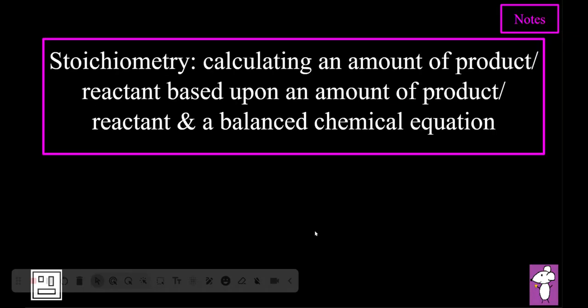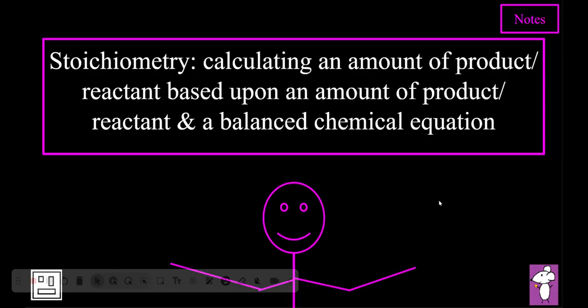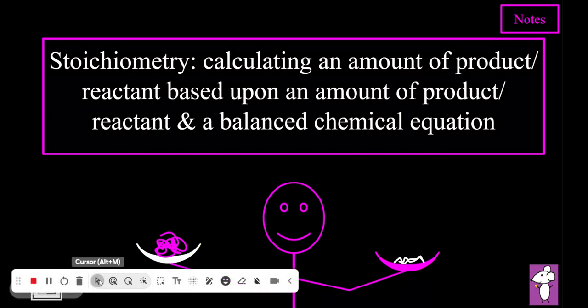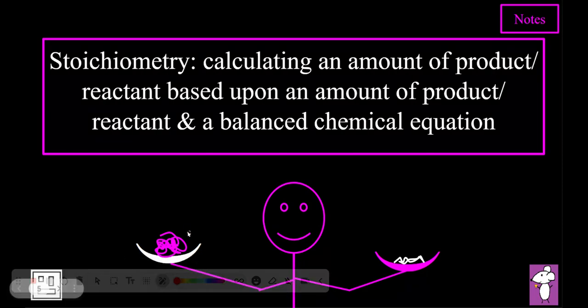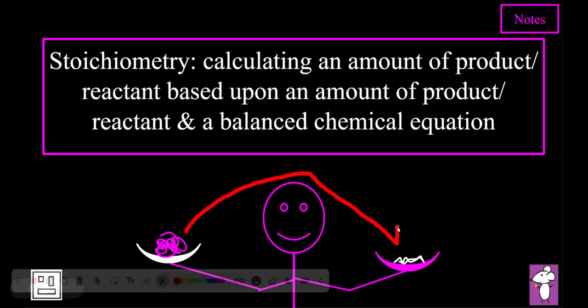All right, here's a definition of it. And stoichiometry, you could be going from your product to a reactant or vice versa, and you need a balanced equation to do this. Now, to give you a visual for what you're actually going to be doing, you're going to start with some amount and you're going to convert it into another amount. All right, so you're really converting one thing into another.